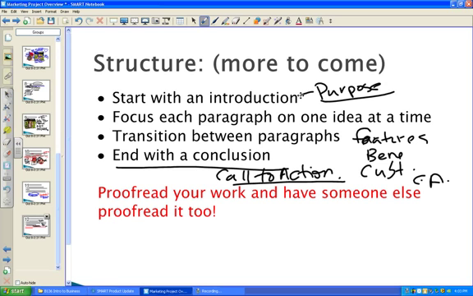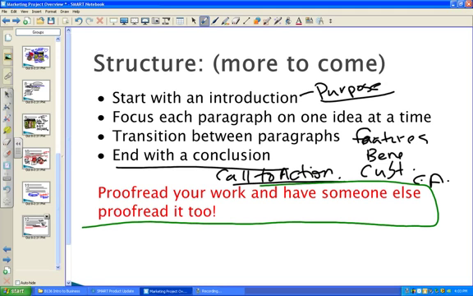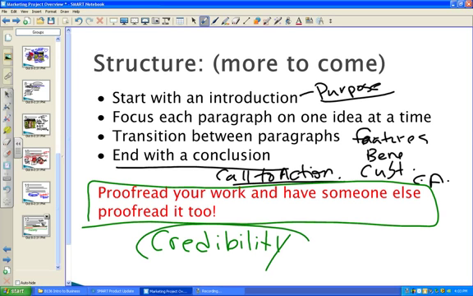And as always, every opportunity to create a piece of professional communication is also an opportunity to create credibility or destroy it. Proofread your work. Have someone else look at it because it will set you apart. It's one way to make sure your message gets through.